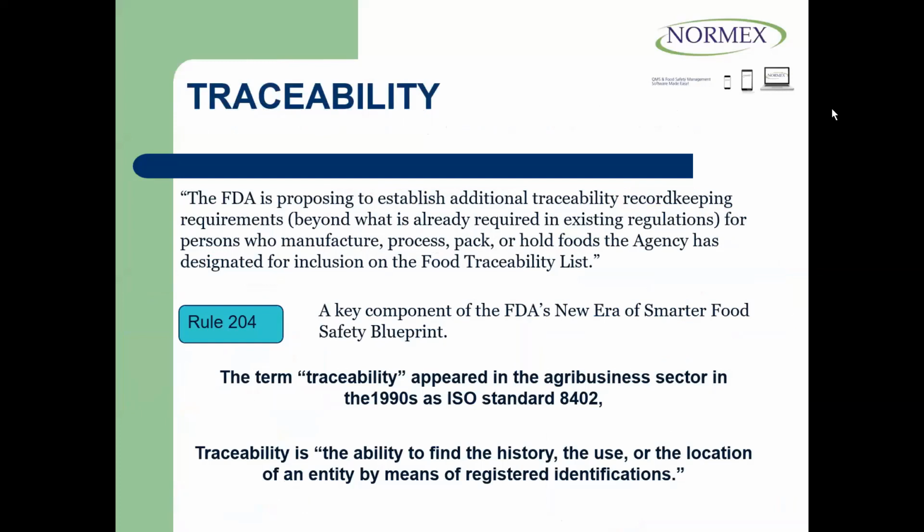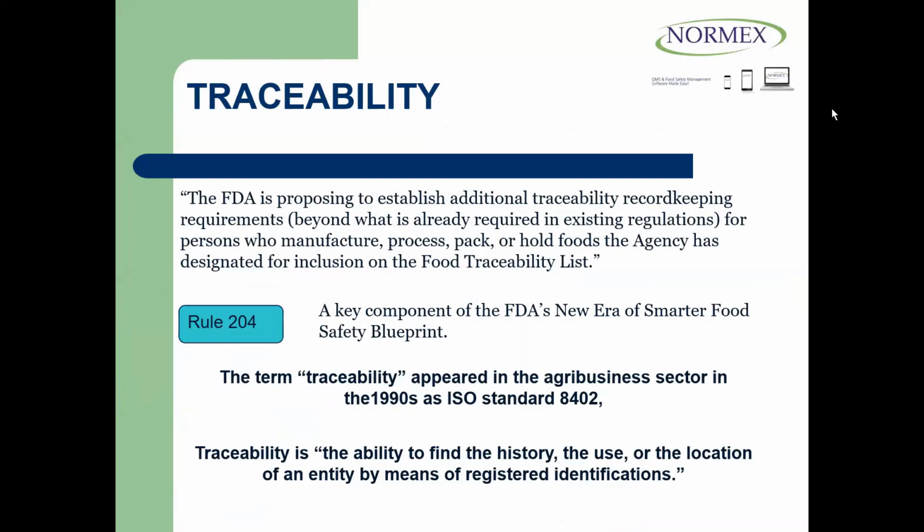So why are we so worried about traceability in today's time? Because recently in January, FSMA or FDA proposed rule 204, which says this is a new era of smarter food. And for that, they have laid down a smarter food safety blueprint. And why did they do that?